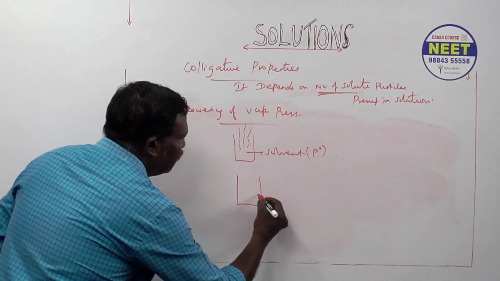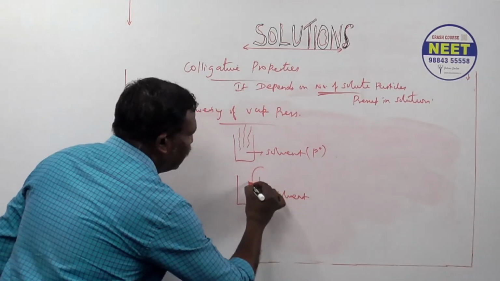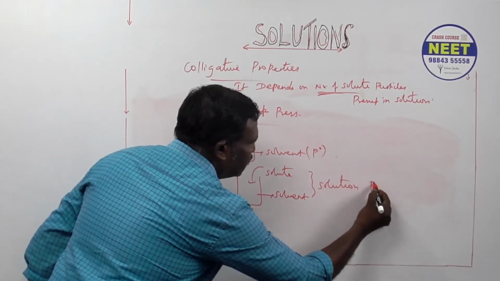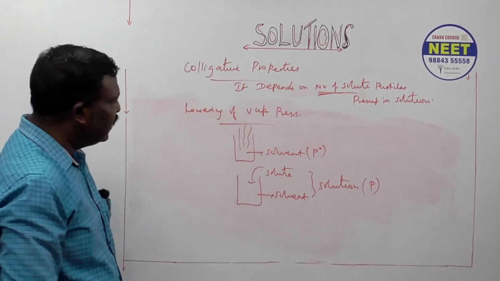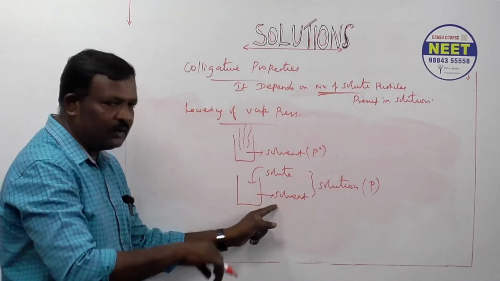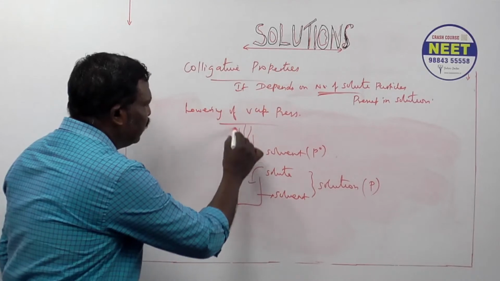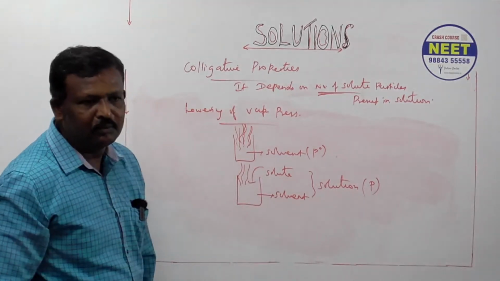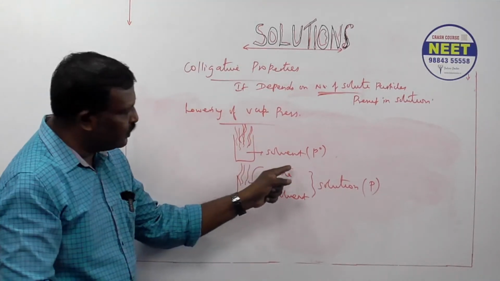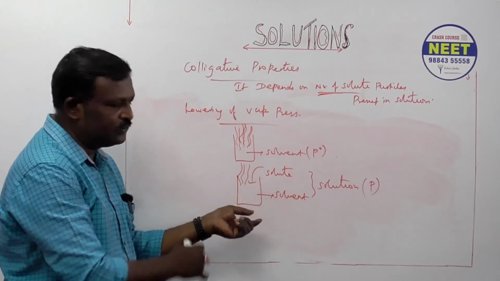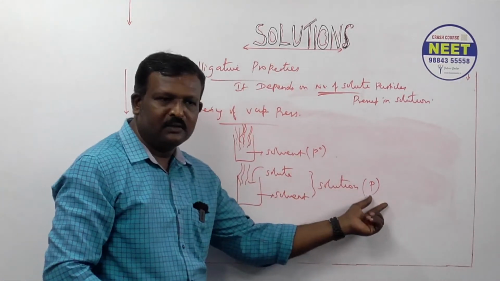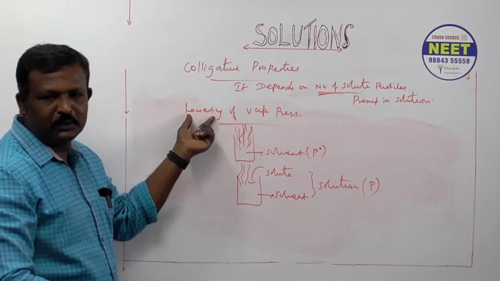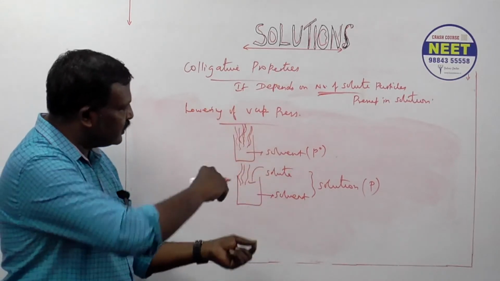Now, to that solvent I am adding some solute. Now it is called a solution, and its vapor pressure is called P. If solute is present in the solvent, that much vapor will not come, because there is an interaction between solute and solvent. So vapor pressure decreases. When we add solute to solvent, vapor pressure decreases. Then only we can say lowering of vapor pressure. That's a term.